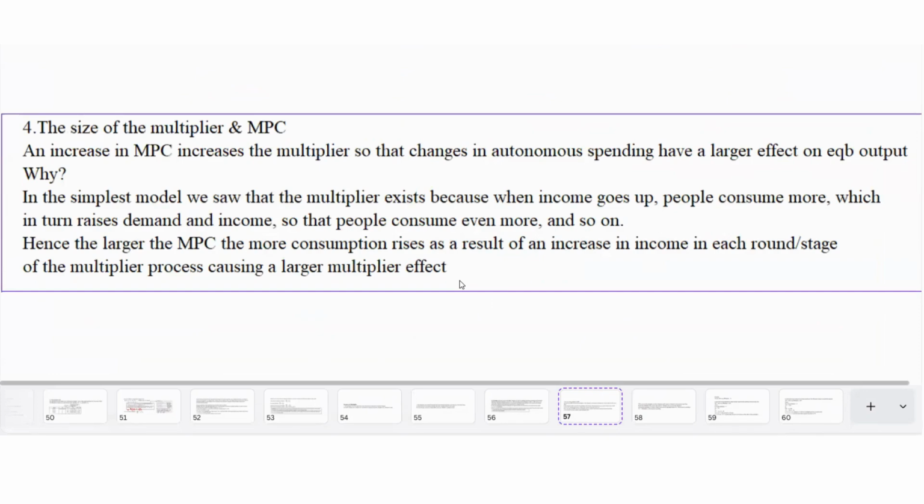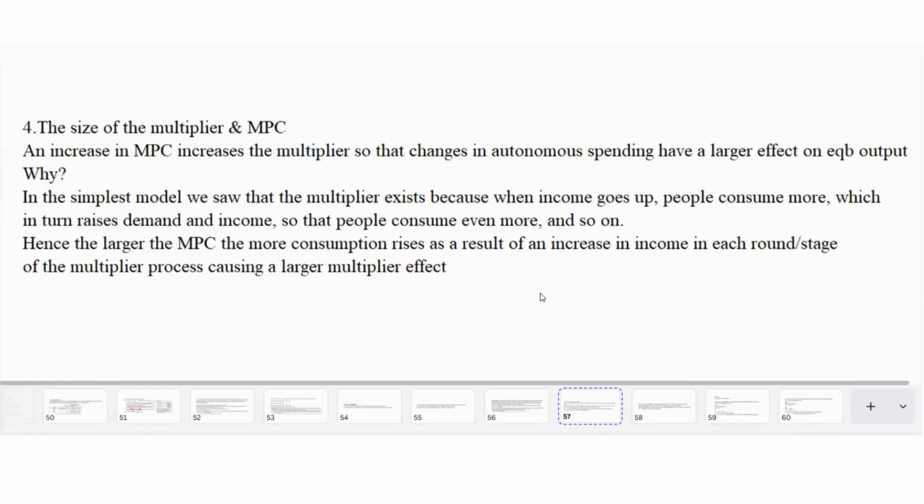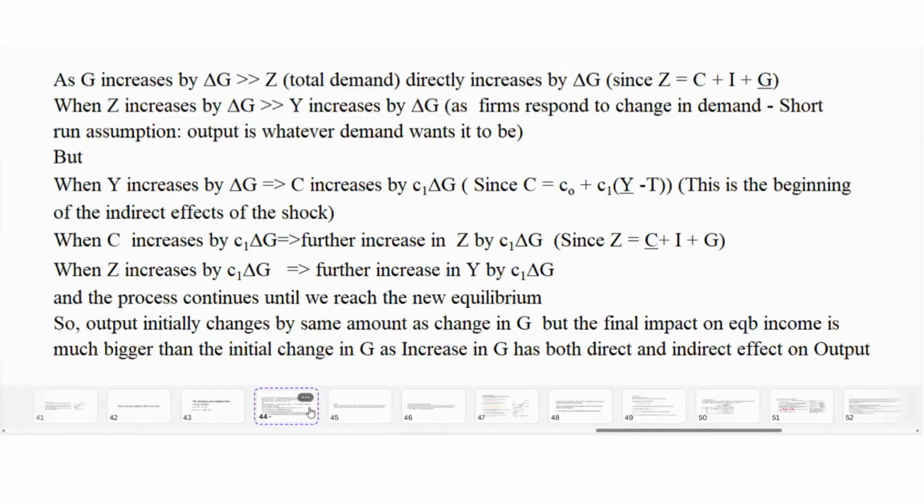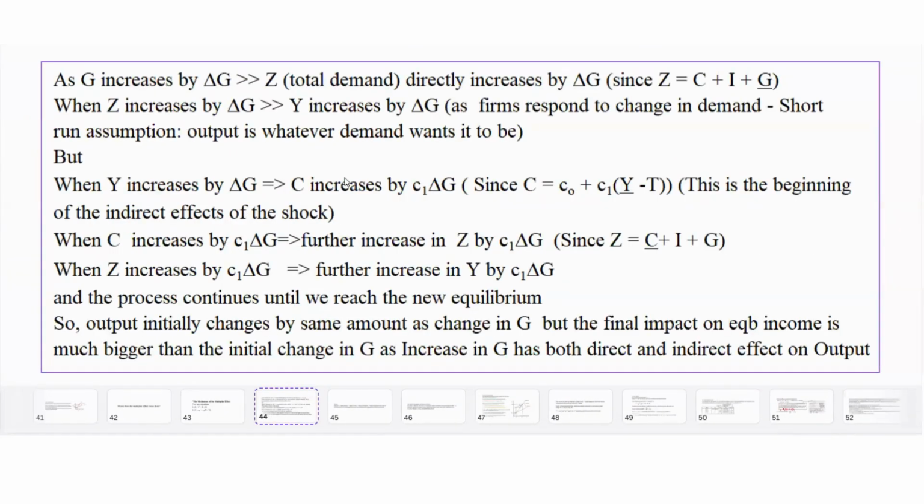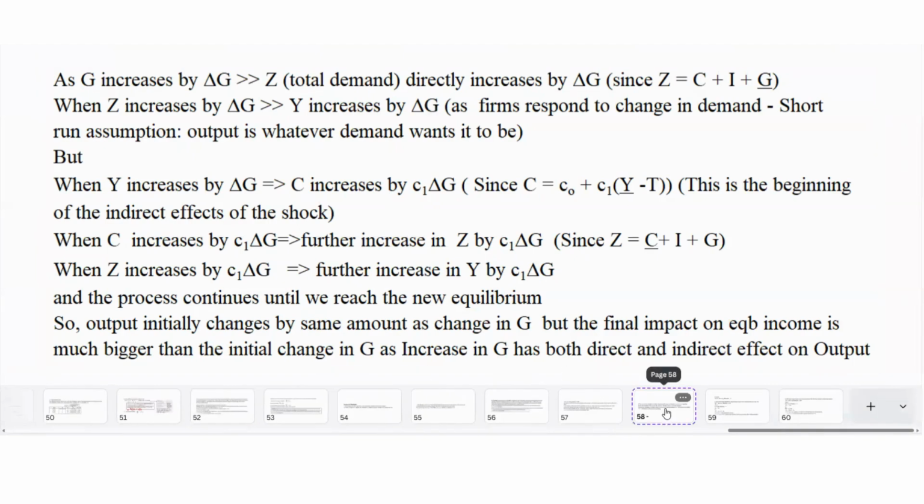So we know in the simplest model, the multiplier exists because when income goes up, consumption goes up, which raises demand and income so that people consume even more and so on. So if MPC is high, the larger the MPC, the more consumption rises as a result of an increase in income at each stage of the multiplier process, causing a larger multiplier effect. At each stage when Y increases, C increases, and the larger the MPC, the larger the increase in C. Right, so here when Y increases, again C increases. So when MPC is high, then at each stage of the multiplier process, the increase in consumption due to the increase in income is high. So you have an overall larger multiplier effect.